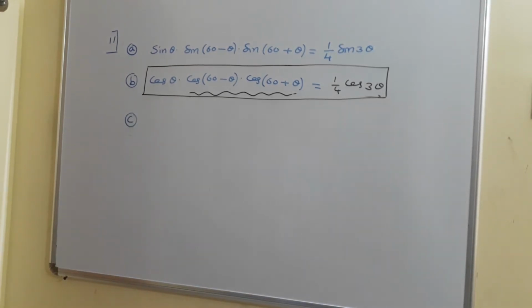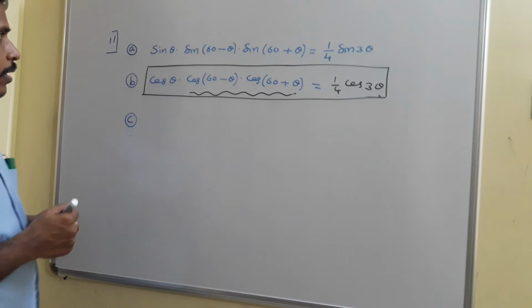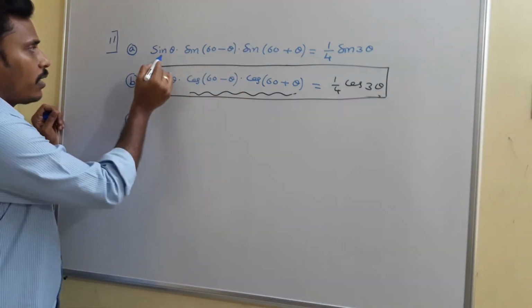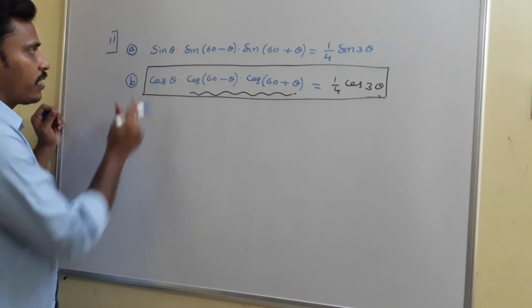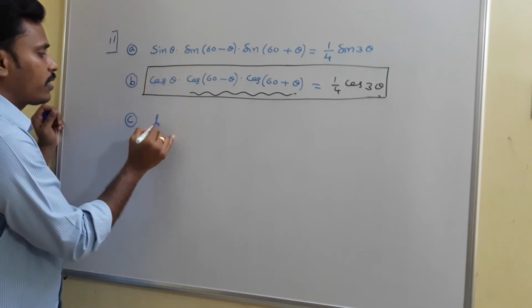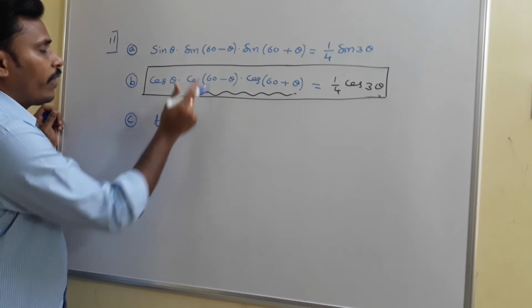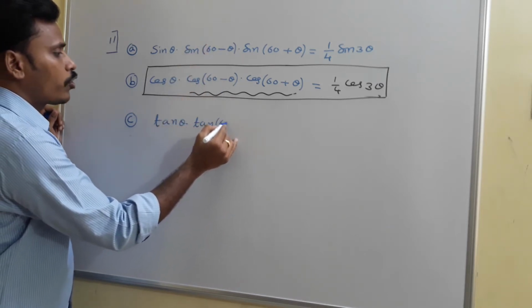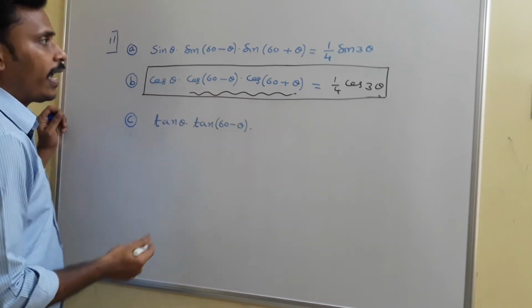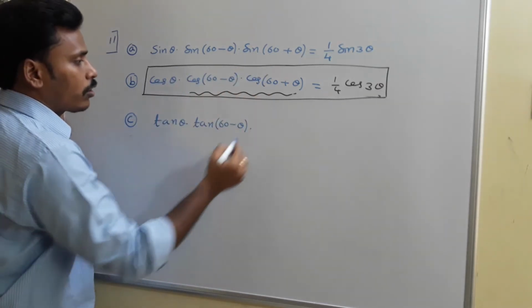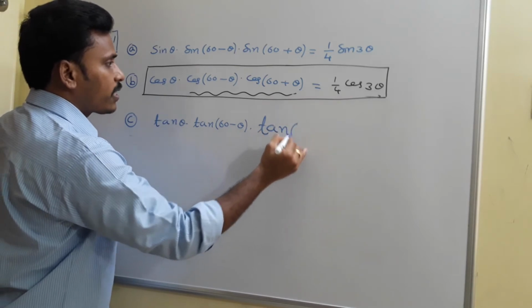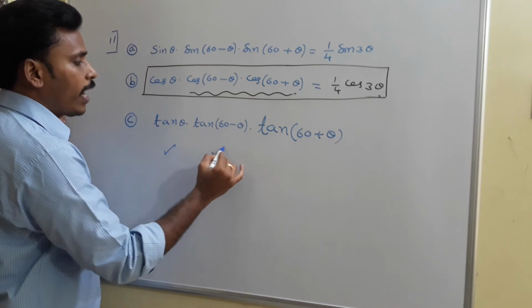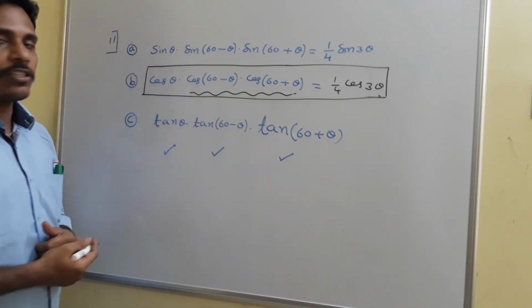See, tan is always sine by cos. I think we are all aware. In terms of sine we have one result, and in terms of cos we have another result. You just divide the first statement by the second statement. Sine by cos is tan theta. Then divide again: you will get tan of 60 minus theta, and sin of 60 plus theta by cos of 60 plus theta gives tan of 60 plus theta. Just observe it: tan theta, tan of 60 minus theta, tan of 60 plus theta.